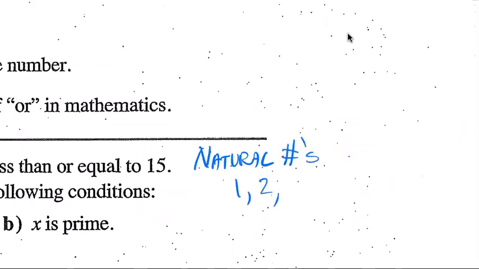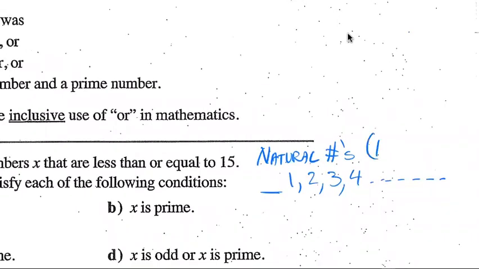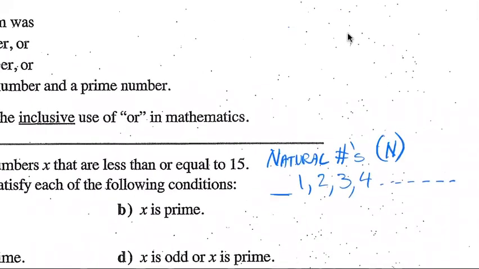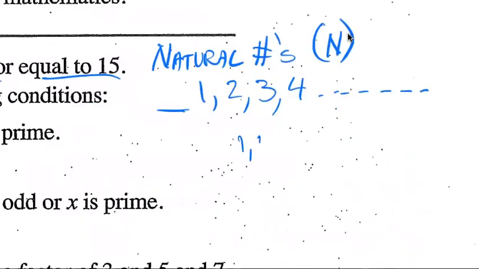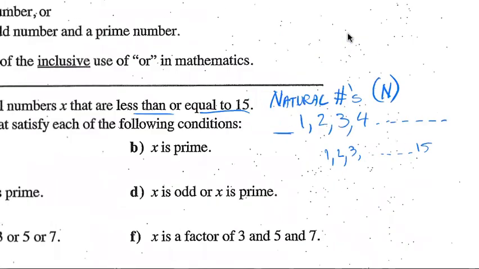1, 2, 3, 4, and so on. Not 0. Okay, so just 1 and up, no decimals, no fractions. And we usually use the capital letter N to represent those numbers. So if we're talking about the natural numbers x that are less than or equal to 15, we're talking about the numbers 1, 2, 3, all the way through to 15.